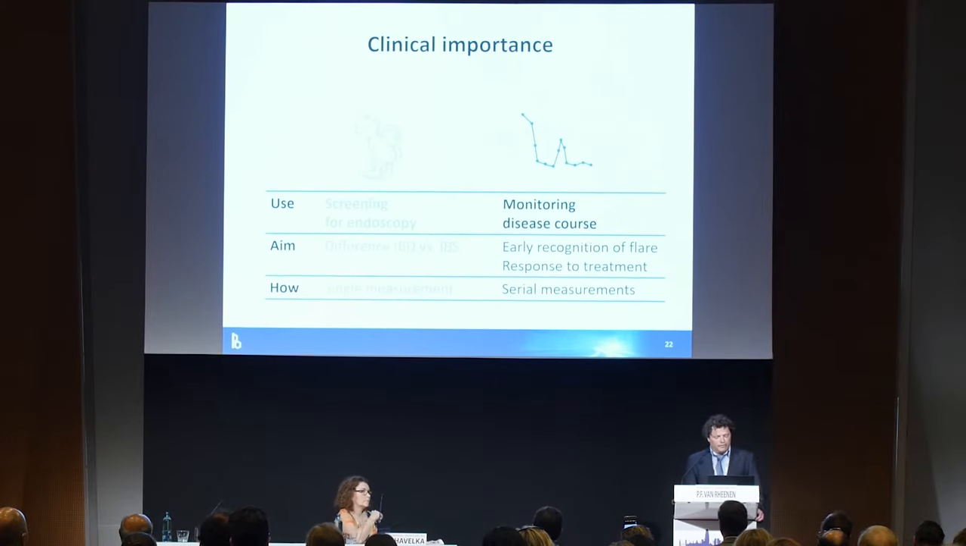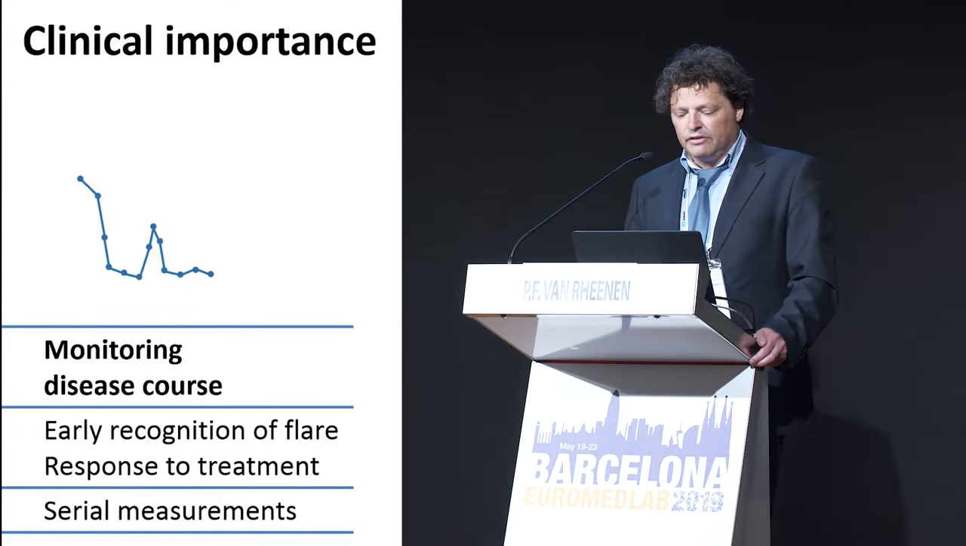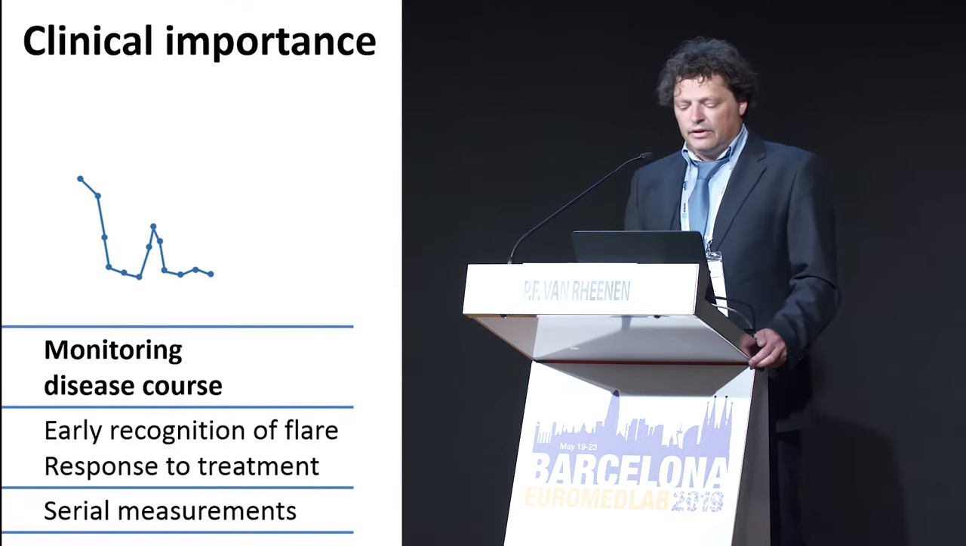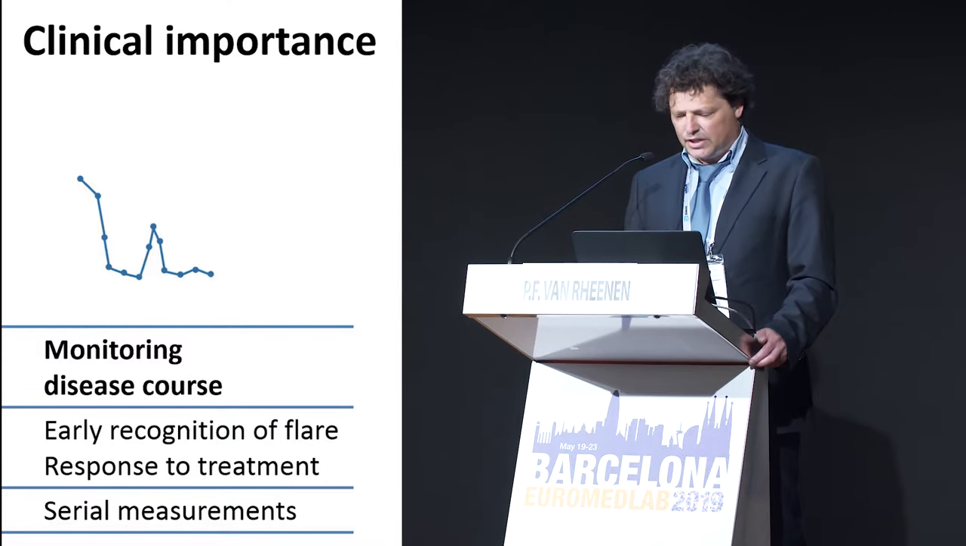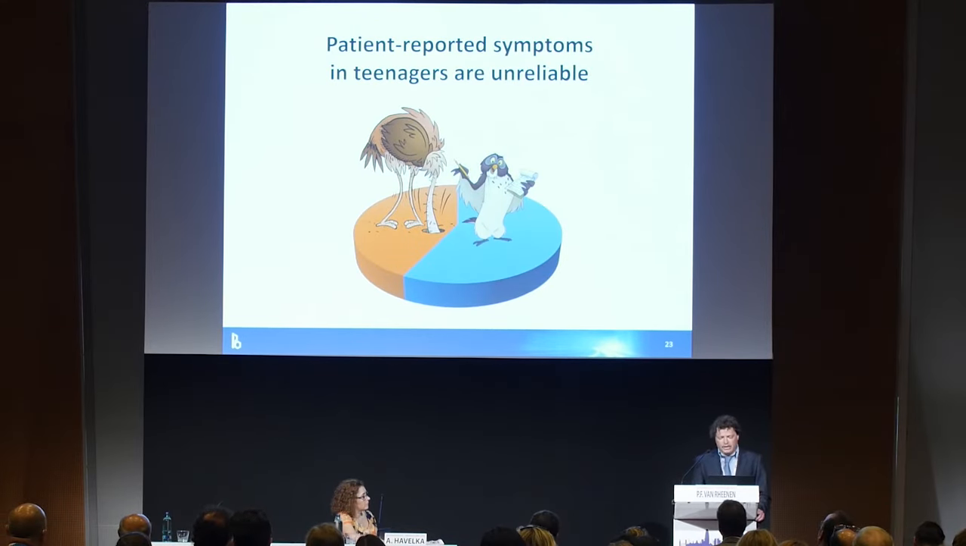The second purpose of the fecal calprotectin test is monitoring the disease course. And monitoring, you can divide into two different areas. The first one is the early recognition of a relapse or a flare. And secondly, a response to treatment. And for that, you need serial measurements. And why do we need that? Because a lot of adult gastroenterologists, for instance, would say, oh, we don't need fecal calprotectin for that. We just scope the patient again. But you cannot expose children to endoscopy all the time. And secondly, what is also very important, patients are very unreliable in reporting their symptoms.